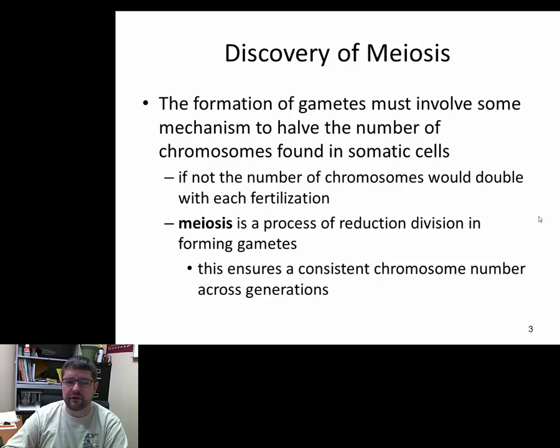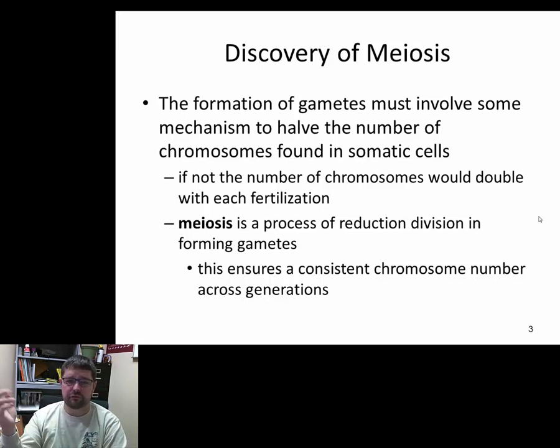Meiosis is the process that does this for us. We normally call meiosis a reduction division. So you're reducing the number of chromosomes in a given cell by half. So if there's 46, then the gamete is going to have 23. If there's 64, the gamete is going to have 32, and on and on and on.